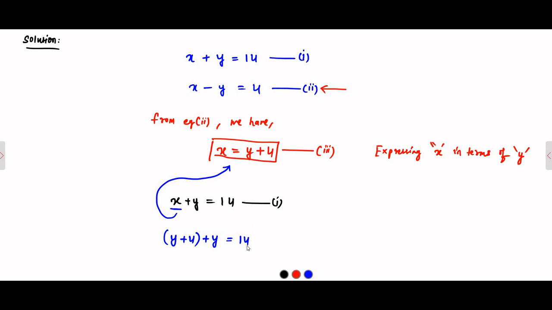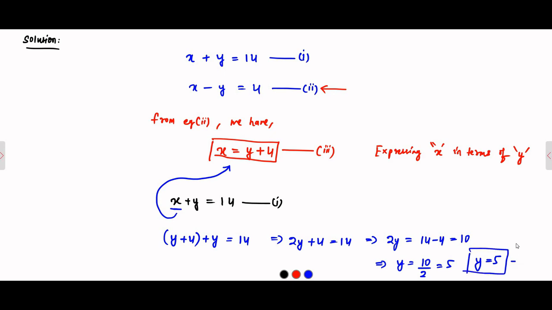Okay, that implies 2y plus 4 is equal to 14. That implies 2y is equal to 14 minus 4, which is equal to 10. That implies y is equal to 10 by 2, which is equal to 5. So we have got y is equal to 5. So we'll name it, let's say 1, 2, 3, so this is 4. Now we can put this value in any of these relationships to get the value of x. Suppose we put 4 in 1.